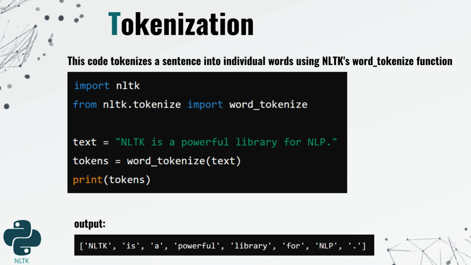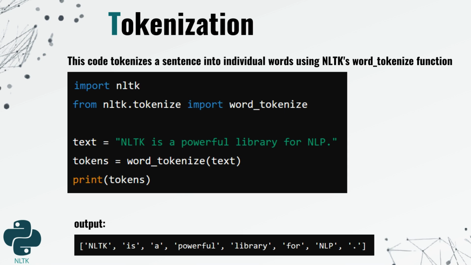Now here you can see NLTK is one word, is is another word, powerful is another word, library is another word, for is another word, NLP is another word, and the dot is another word. So it separated every value here, and now it is a list of words. Okay, so yeah, tokenization does this, and it is very useful in translation or text analysis tasks.